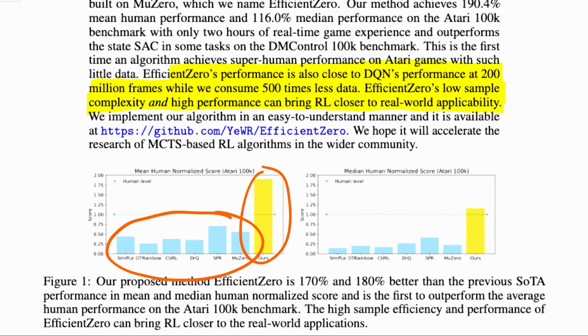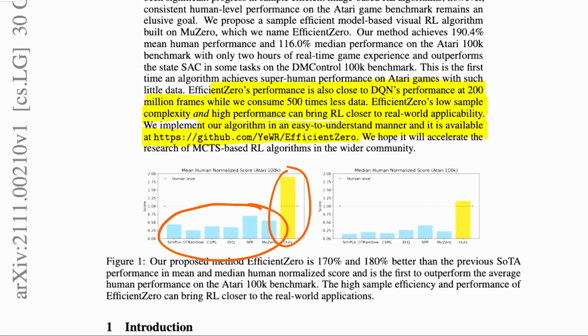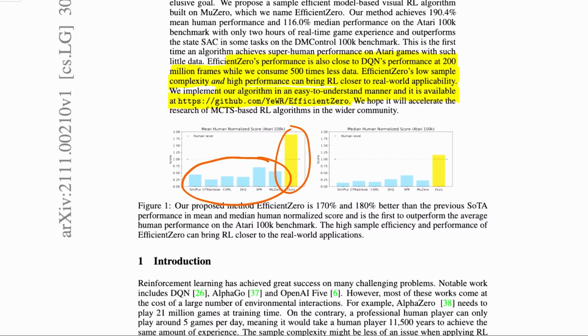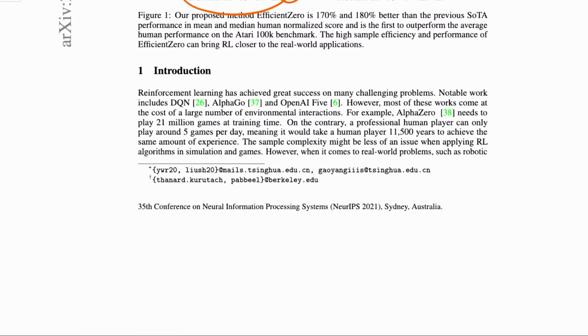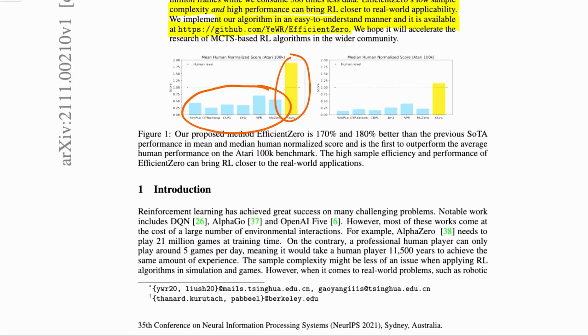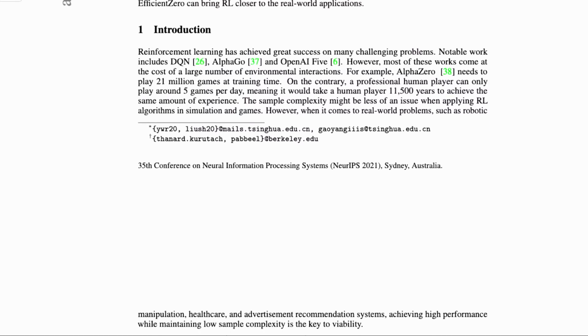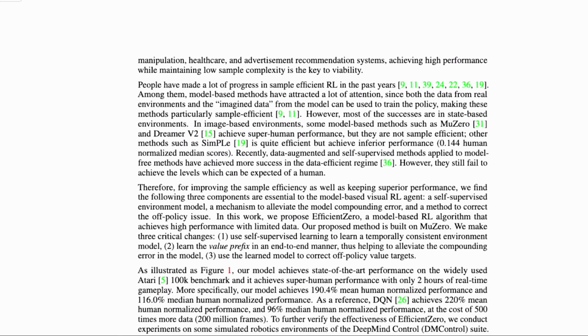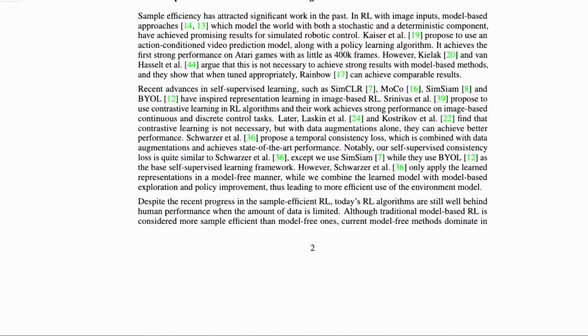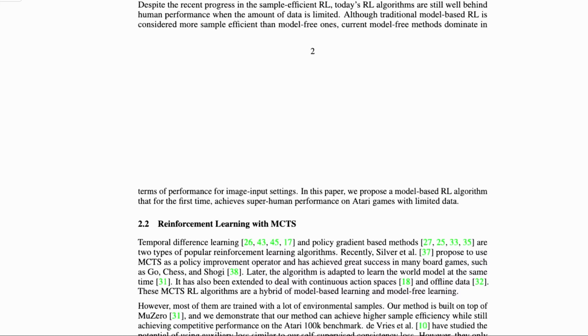They even say we implement our algorithm in an easy-to-understand manner, and it is available at this GitHub address. So this code is out there, especially if you want to do reinforcement learning, but you don't have as much compute or time or money. This might be for you. So we'll go through the paper. We'll see what the improvements are. There's not a single improvement. There are many improvements, 3 big ones to be exact.